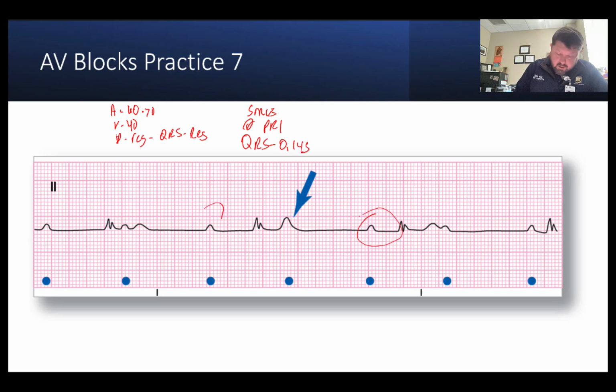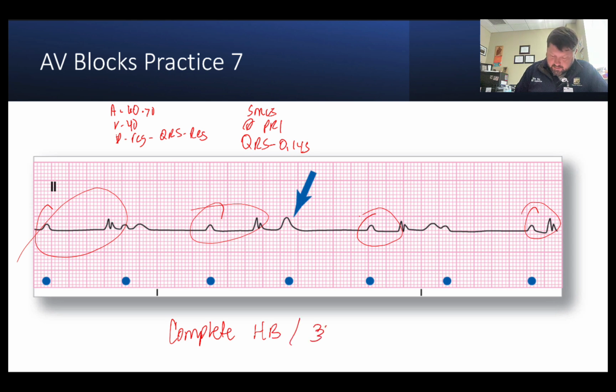So there is no correlation between the P wave and the QRS, so I've got a complete heart block, or a 3rd degree AV block. This arrow is pointing to where a P wave is hidden. Don't forget to count your P waves.